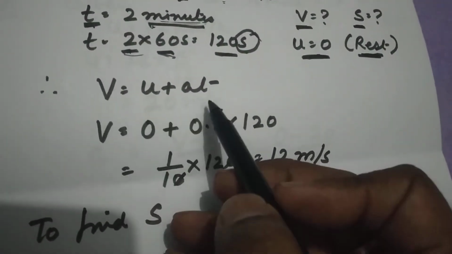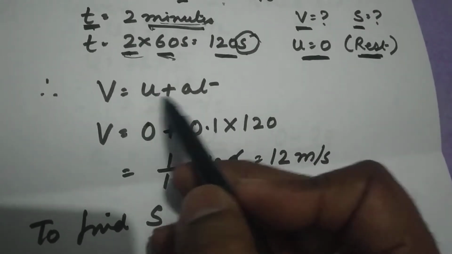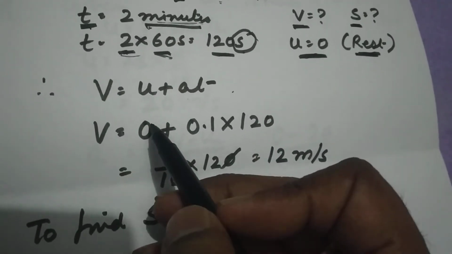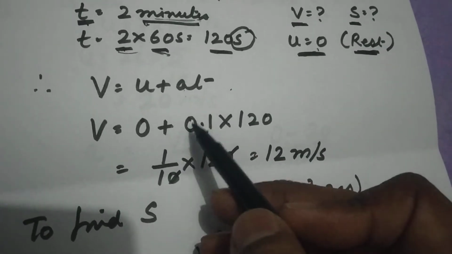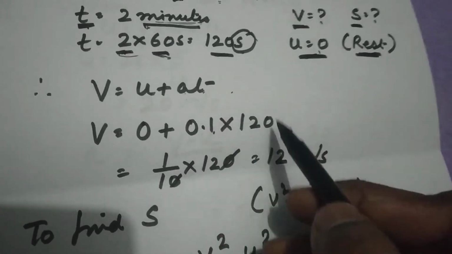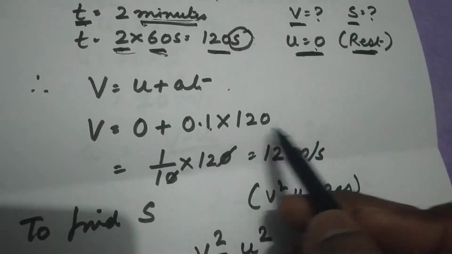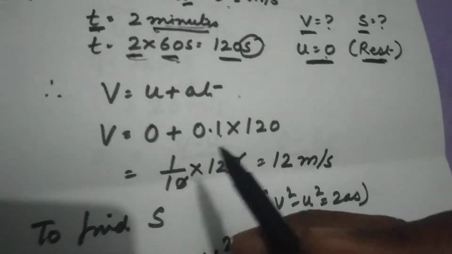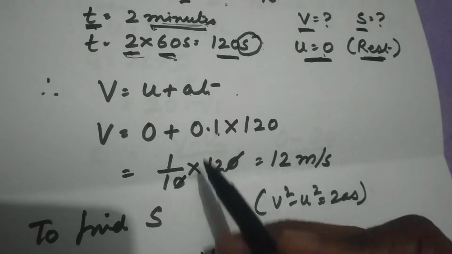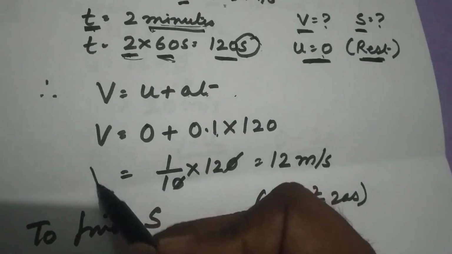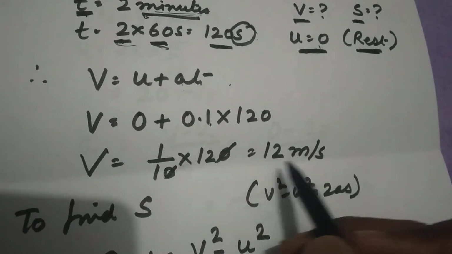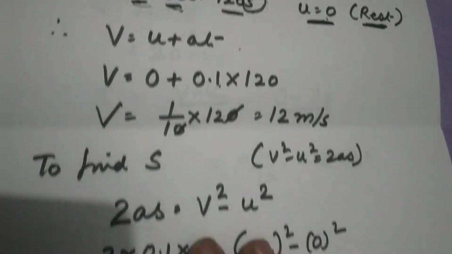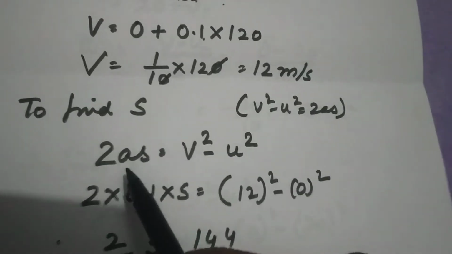So applying the first equation, v is equal to u plus at. Please see the step. v is equal to u, which is 0, plus a, 0.1, into time. Just now we have found 120. So 0 has no meaning. So 0.1 means 1 by 10 into 120. So your v comes 12 meter per second.